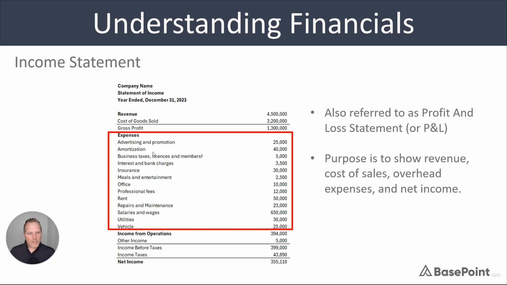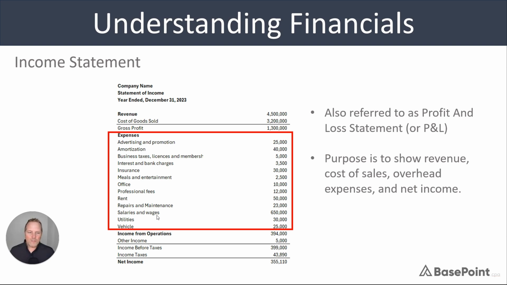Amortization and depreciation has to do with your long-term assets. Okay, you expense them over time. Business taxes, licenses, and memberships, right? Different things like that. Interest and bank charges, insurance, etc., etc. You can kind of see the types of overhead expenses.